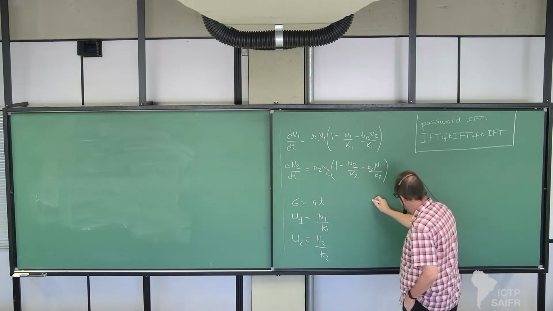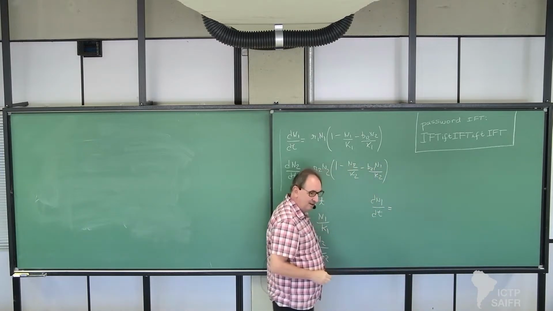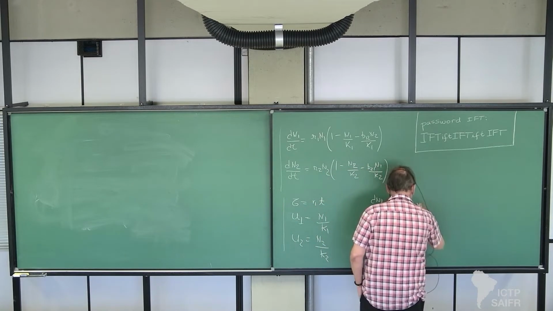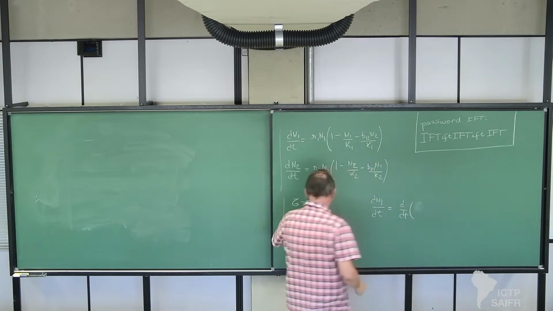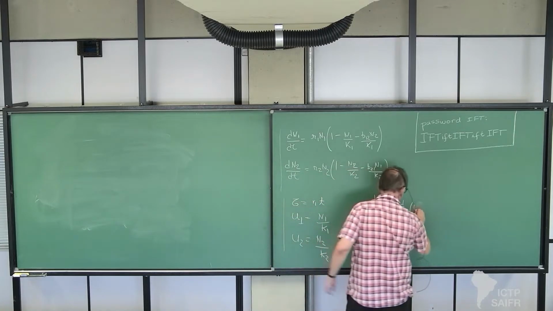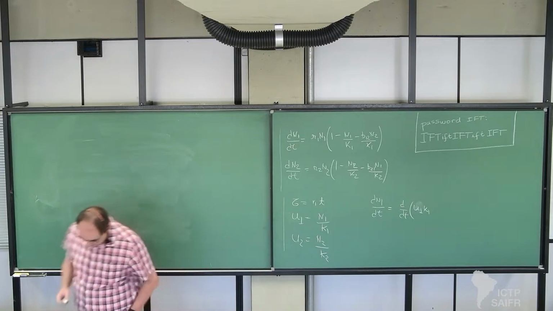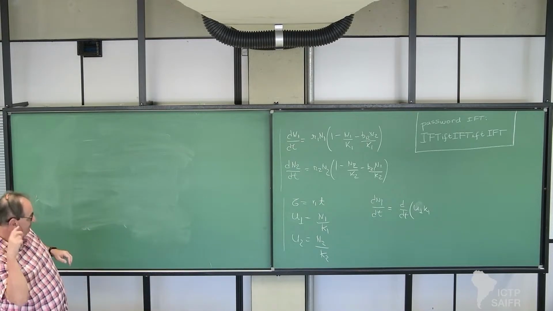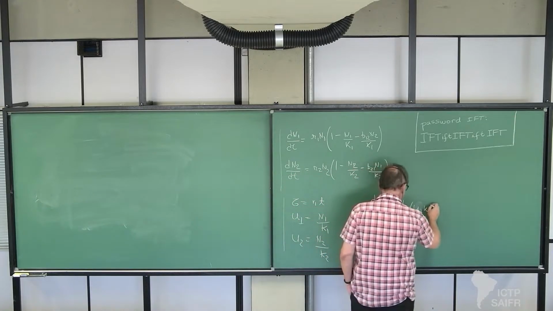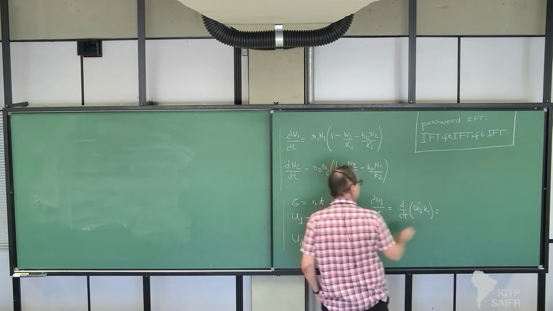First, dn1/dt will be what? It will be d/dt of n1. So n1 is k1 times u1. I want everything in terms of u, so u1 times k1. Okay? But d/dt, let me write it here.